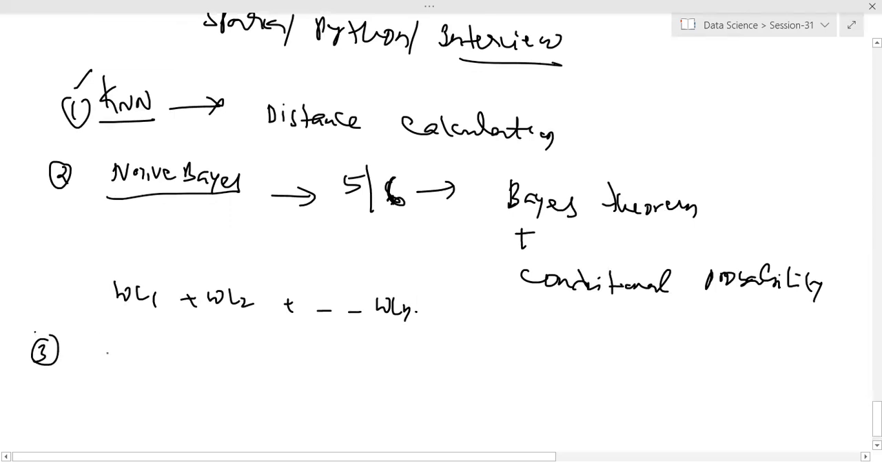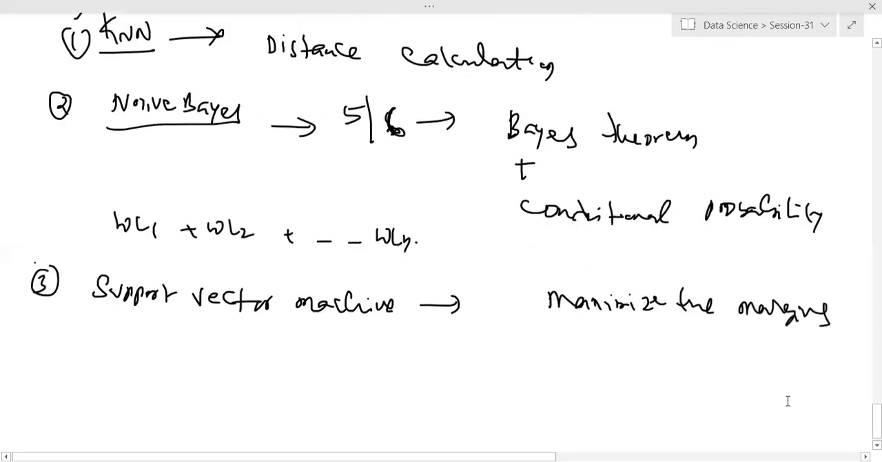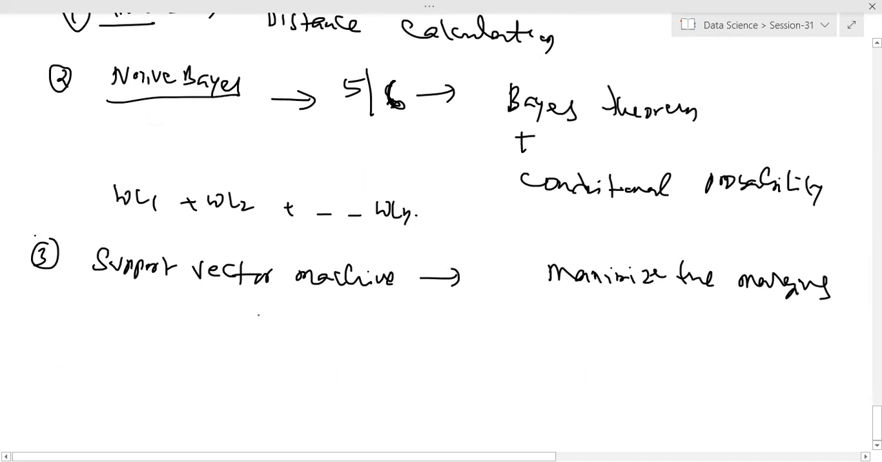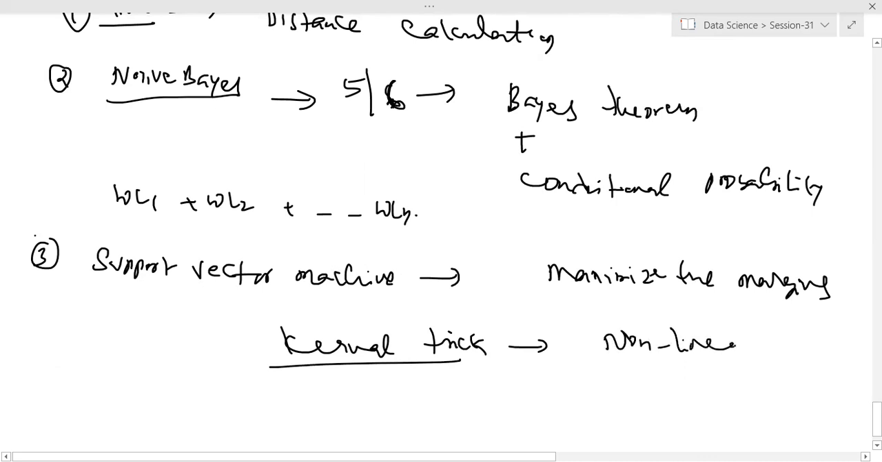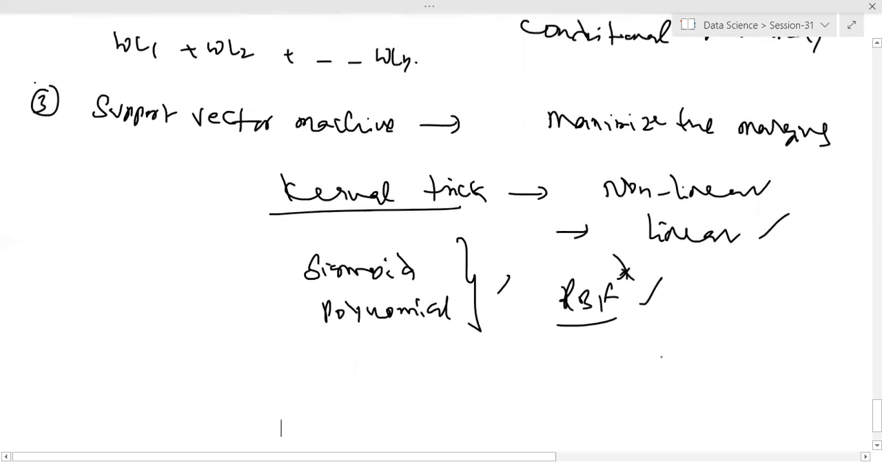And if I'm saying the third algorithm as support vector machine, we measure the margin, maximize the margins. And there is one more aspect, if you remember. What is that aspect, friends? Kernel trick. What is the kernel trick, friends? Suppose I'm having nonlinear data and I want to convert this nonlinear into linear data, we are having some kernel tricks. Maybe the sigmoid function or some kind of polynomial function, like that, we're having some radial basis function, which is very important. All these are helpful in the understanding of the support vector machine.